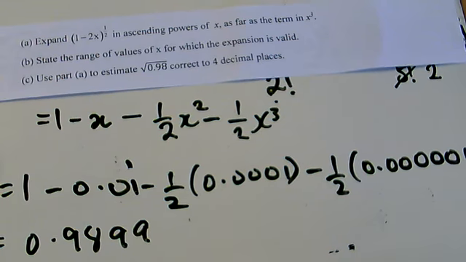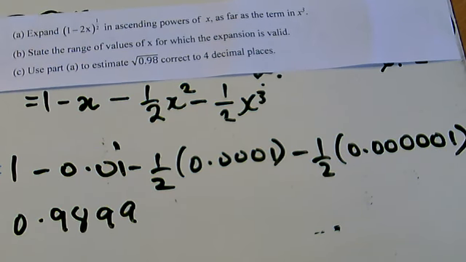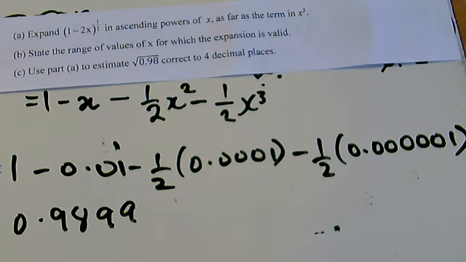And I would recommend just popping root 0.98 into your calculator just to see roughly what it is and make sure it's similar to this. If not, it's worth going back to change the other parts.